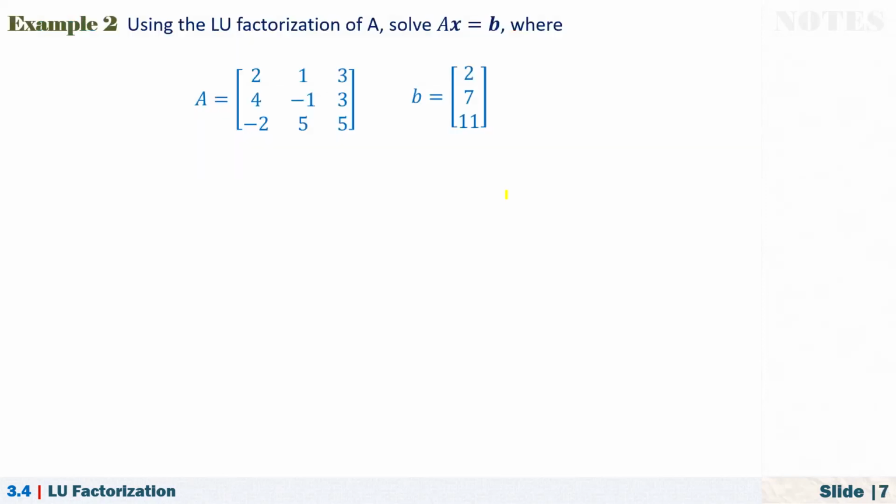We are going to see one example of how we use this LU factorization to solve a system of equations. Just another method, okay? Because by using the Gauss elimination method, we can solve this, right? And now we are just going to make use of this LU factorization to solve this system. So using the LU factorization of A, solve AX equals B.